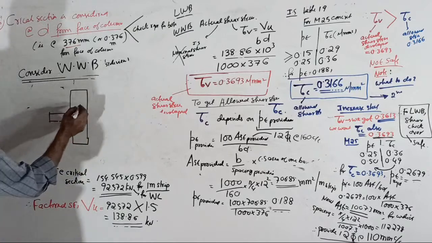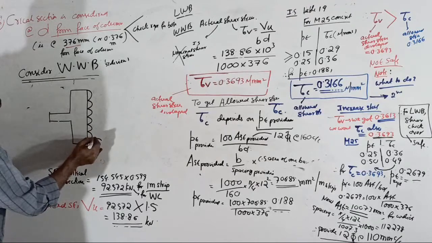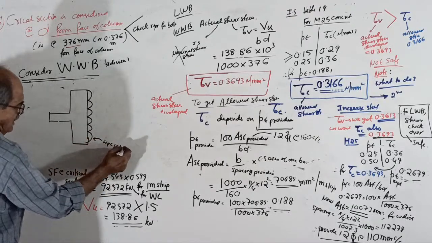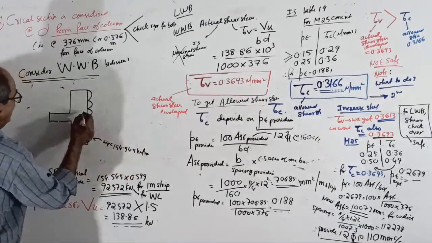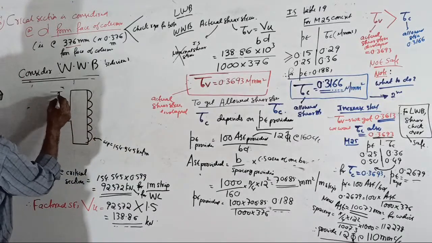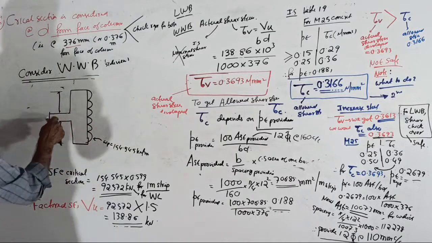Tell me, upward UDL is the same, WP same. What is the answer? 154.545 kilonewton per meter square only. Tell me what is this projection and what is this projection? They get the answer. What are these two projections?